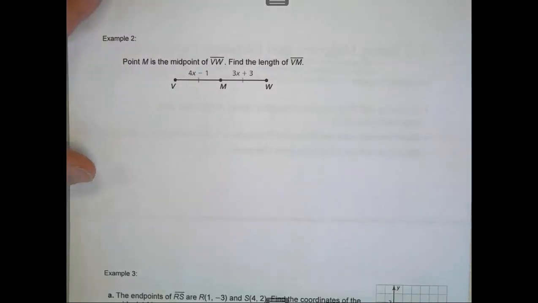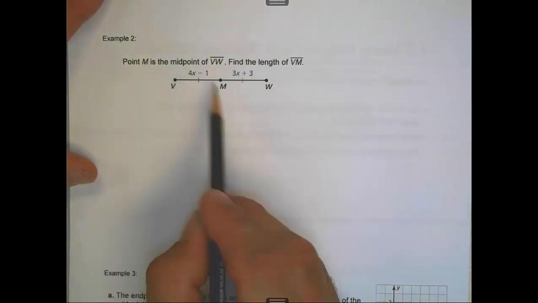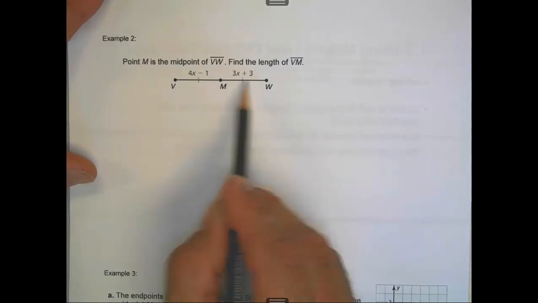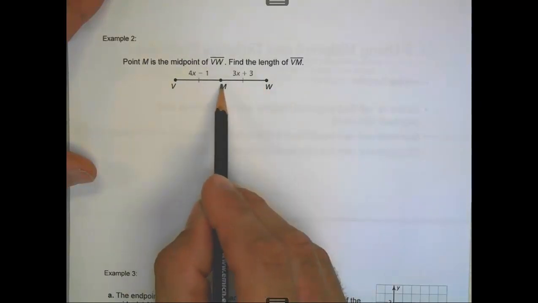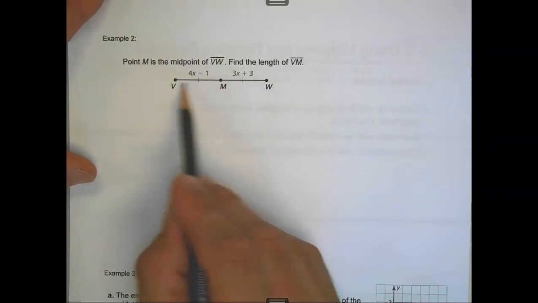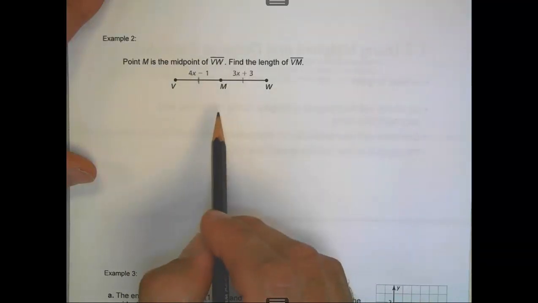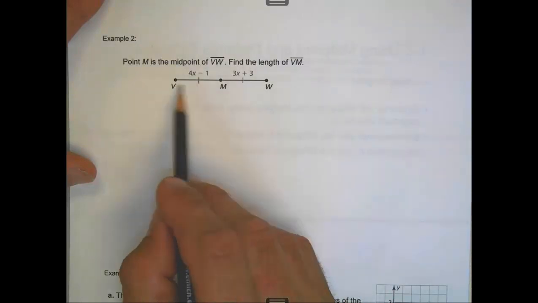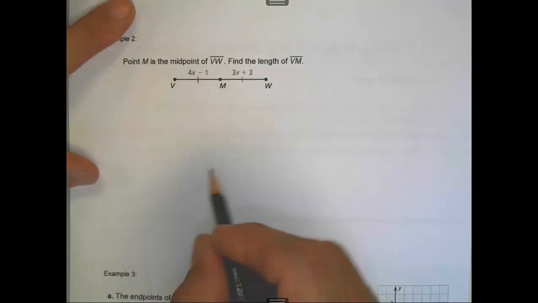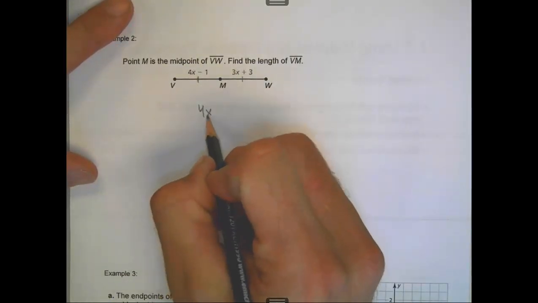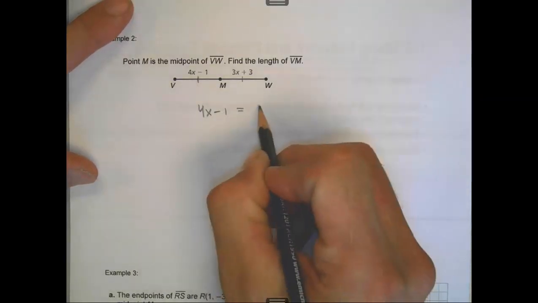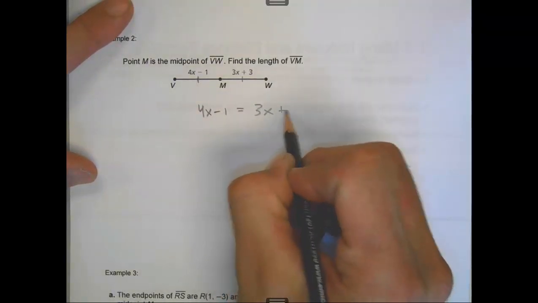All right, example 2 then. It says that M is the midpoint of VW. So that means if M is the midpoint, then we know that VM here is equal to MW, which are marked congruent here with these little hash marks. So we're all set there. It wants us to find the length of VM, which is just this part here. Well, let's set up an algebraic equation: 7x minus 1 equals 3x plus 3.